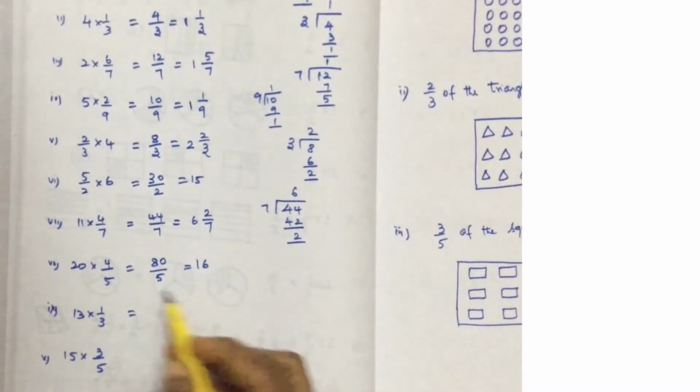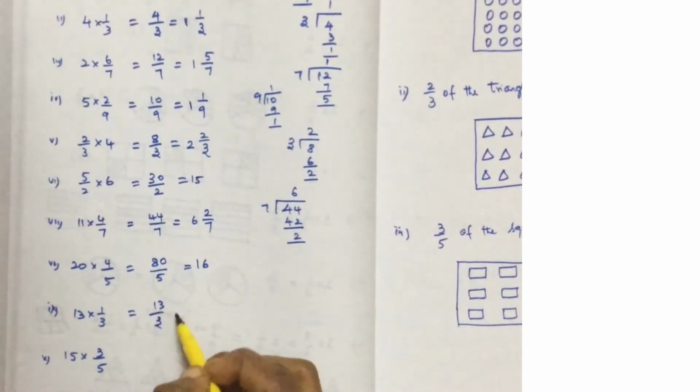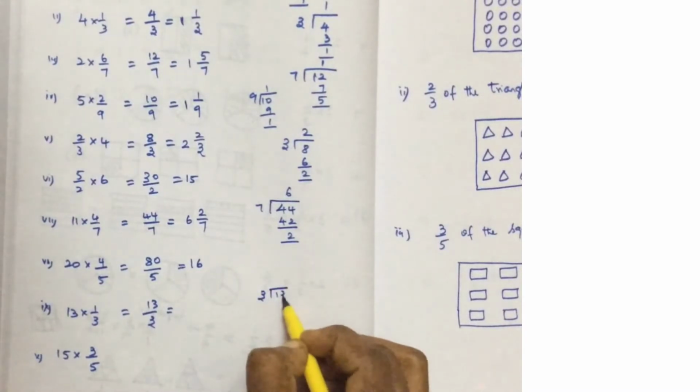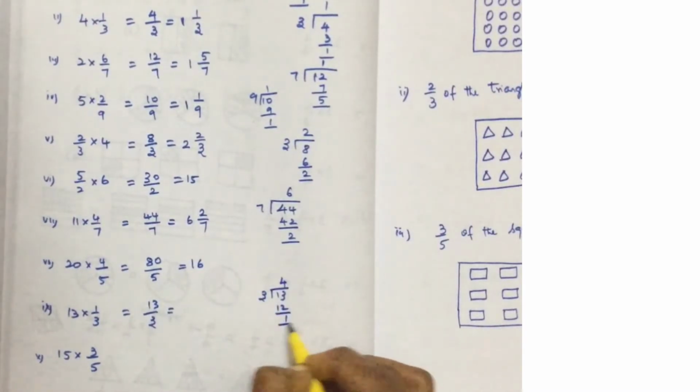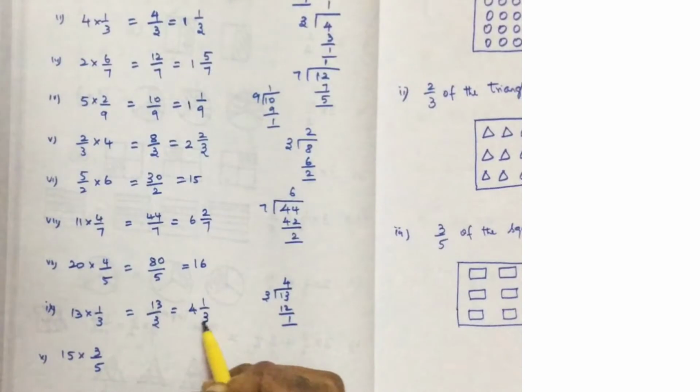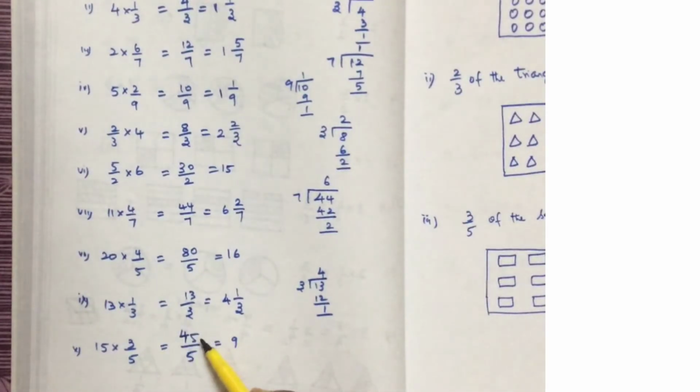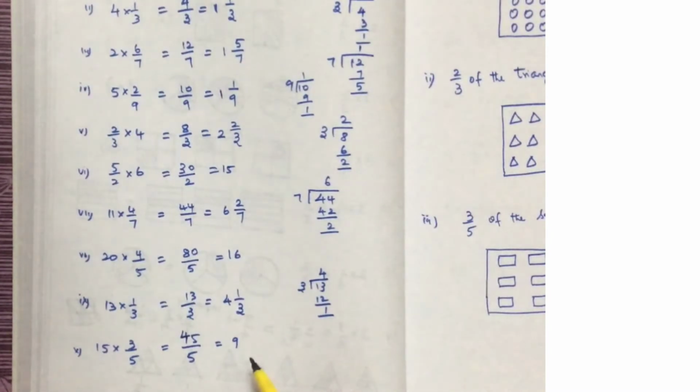Is equal to, here 13 divided by 3, that is equal to, remainder is 1. So it is 4, 1 divided by 3. The next is 45 divided by 5, that is equal to 9.